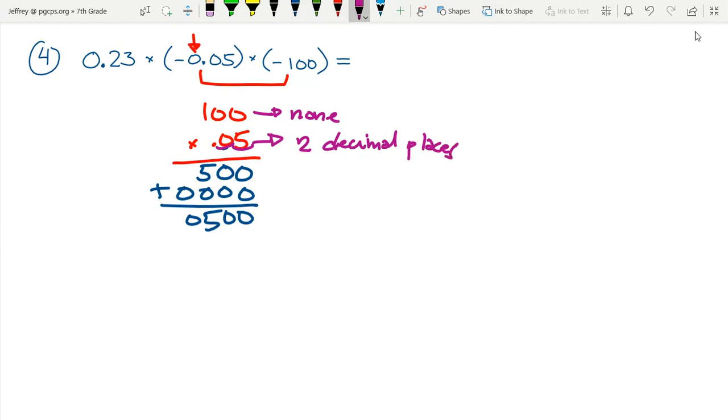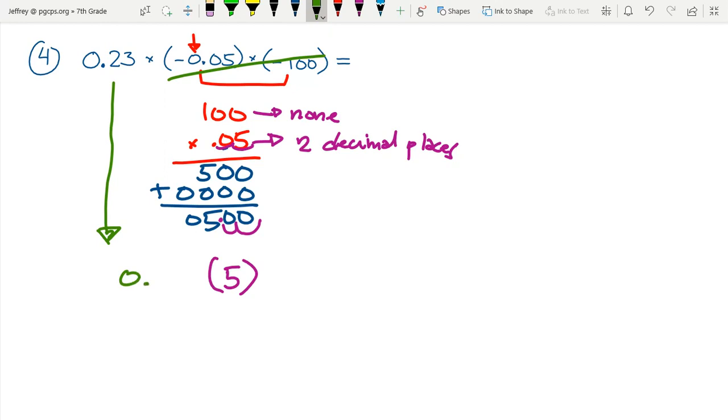Now, with these 2 decimal places, let's put this back to our product, to our answer. Starting from the right, we move 2 places, 1, 2 to the left. So our answer is a positive 5. So the answer to this 2 problem is a positive 5. Now, to help you out, you can cross this out. I'm done multiplying these numbers. Now, I just need to bring down my first number, which is 0.23 or 23 hundredths.